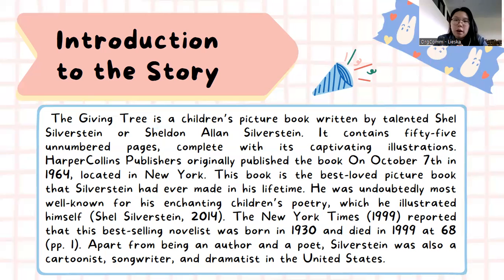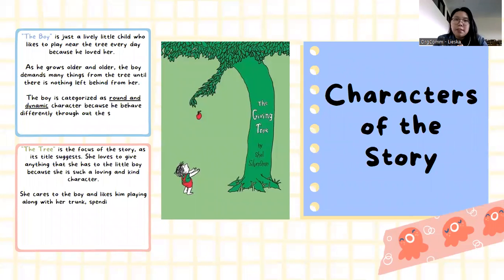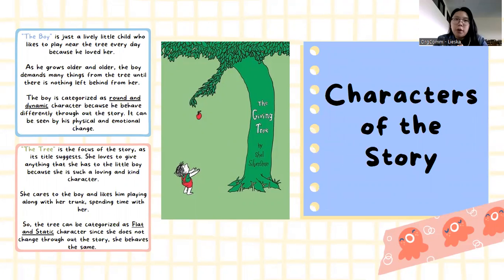Next, we'll be talking about the characters of the story. All right, so there are two main characters. The first is the boy. The boy is just a lively little child who likes to play near the tree every day because the boy loved the tree. As he grows older and older, the boy demands many things from the tree until there is nothing left of her.